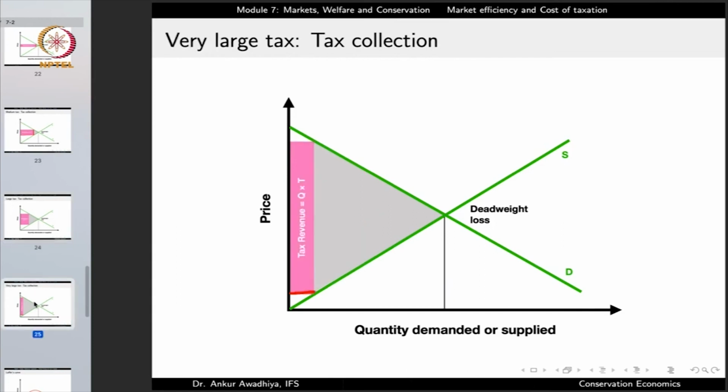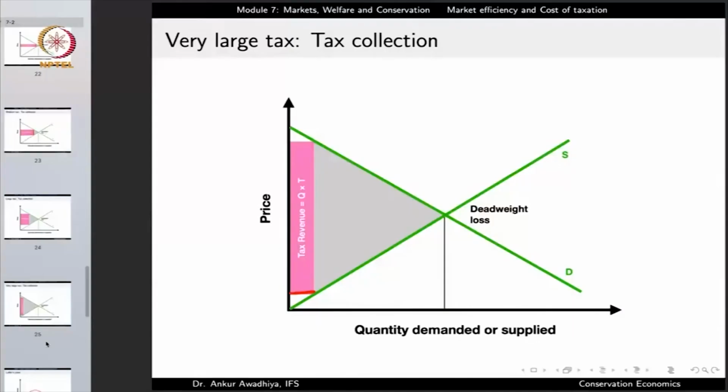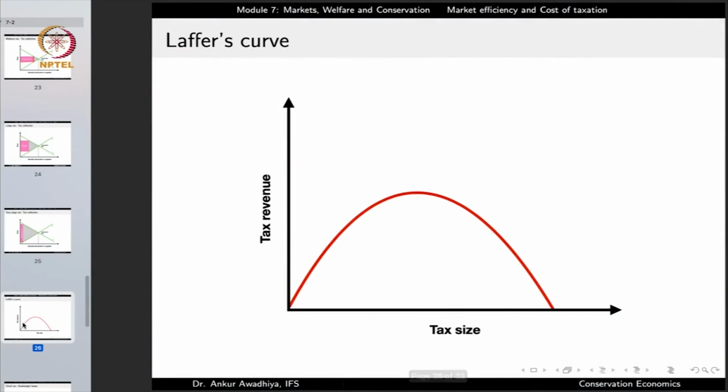And if you have a very large amount of T, then Q will reduce to such an extent that you will have practically a straight line for the rectangle and the area will be very close to zero. So if the tax increases to a value that is too high, the tax collection by the government will be too less. It will be next to zero, which brings us to the Laffer's curve.